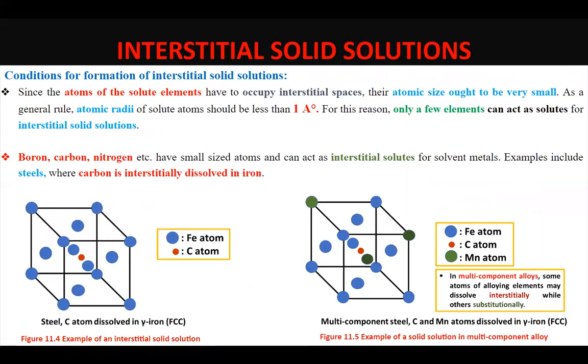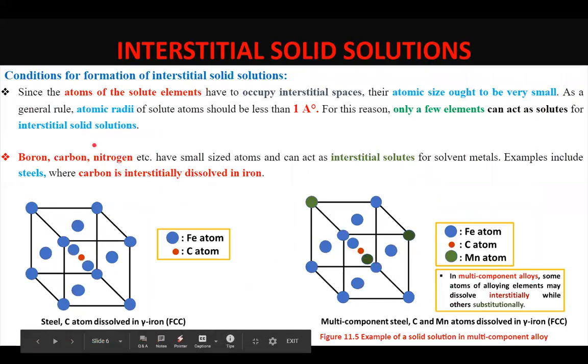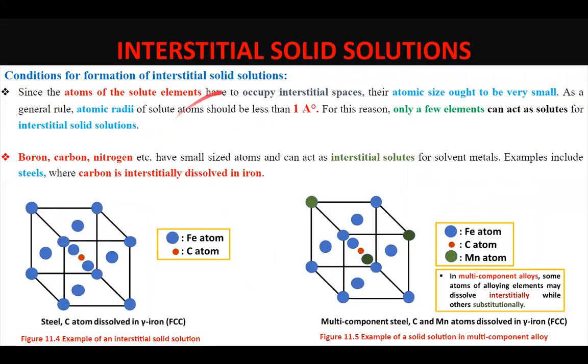So in the next slide, you can see that here we have written what are the conditions for the formation of an interstitial solid solution. And I've discussed this entire matter with you. And I also said a while ago that boron, carbon, nitrogen are the only elements whose atoms are small enough, smaller than this size, to act as interstitial solutes for solvent metals.